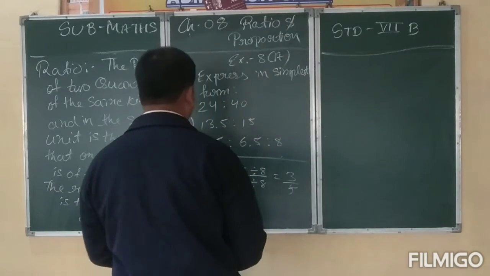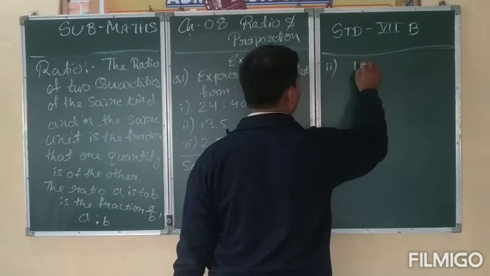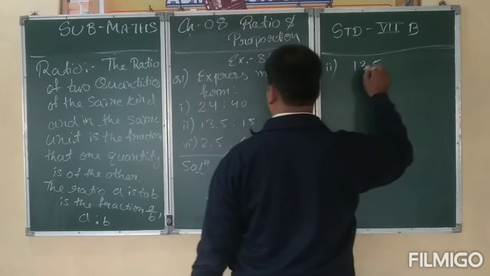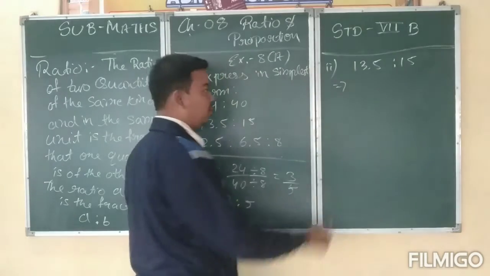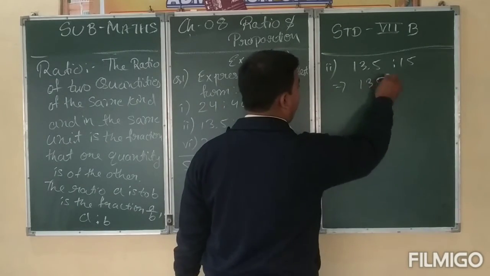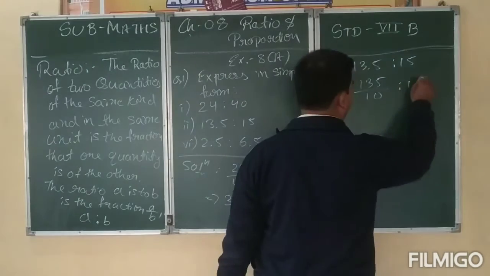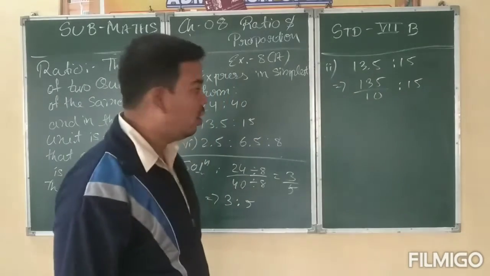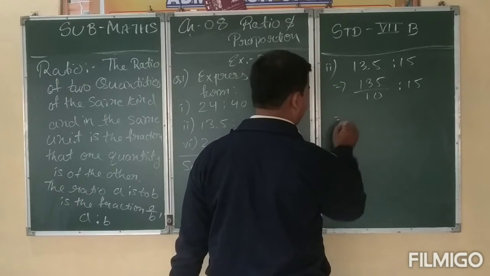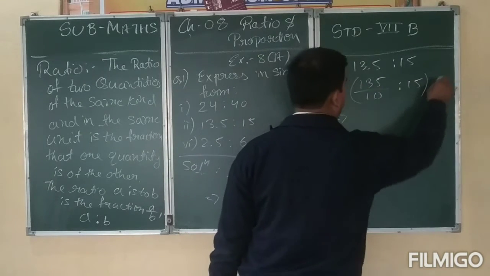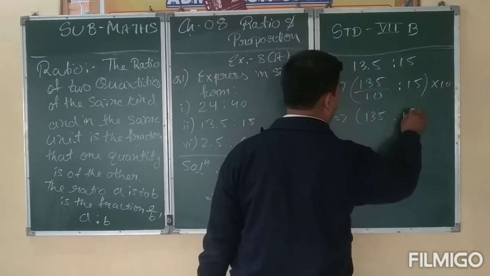See the second question. 13.5 ratio 15. So 13.5 is 135 by 10, the point cut, and 15 is 150 by 10. Now what to do? Both the numbers you multiply by 10. Multiply by 10, so 10 is cut. 135 ratio 150.